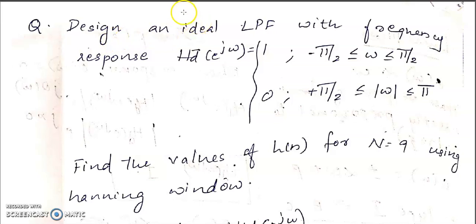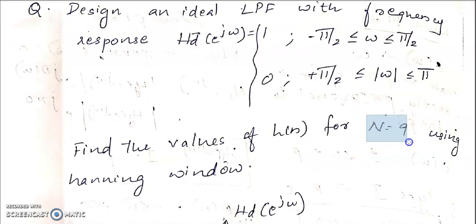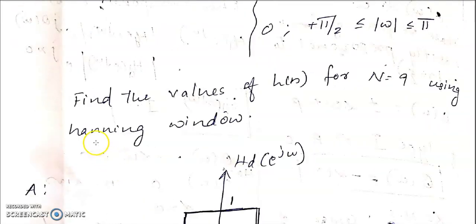Here we want to design an ideal low pass filter with the frequency response HD of e raised to j omega is 1 for the range minus pi by 2 to plus pi by 2, 0 otherwise. We want to find the values of h of n. The length of h of n is given as N equal to 9. Here we use the Hanning window. So within the question itself, the window is specified and also the length of the filter. Okay, length of the filter is N equal to 9.